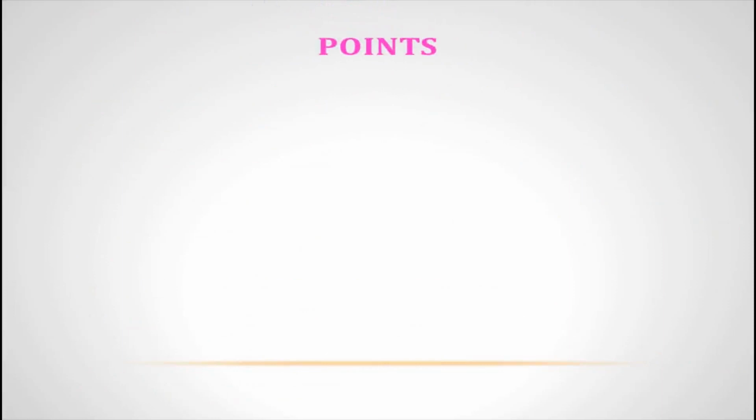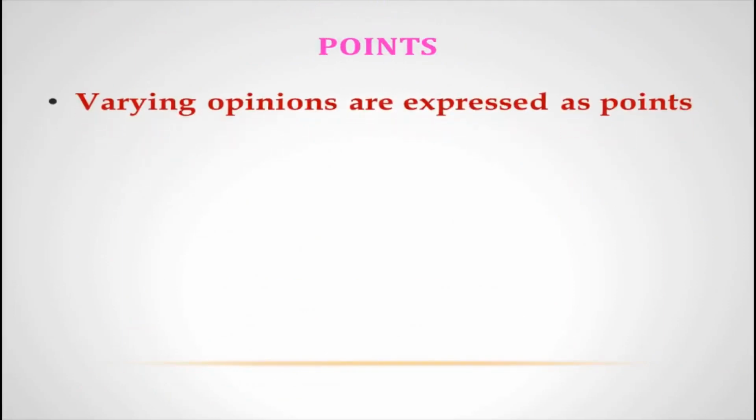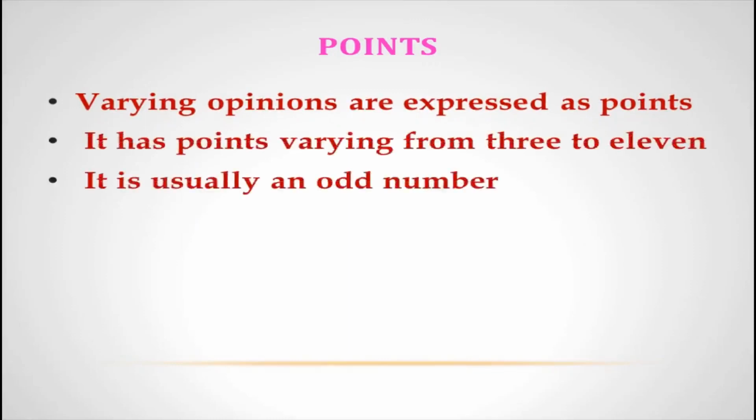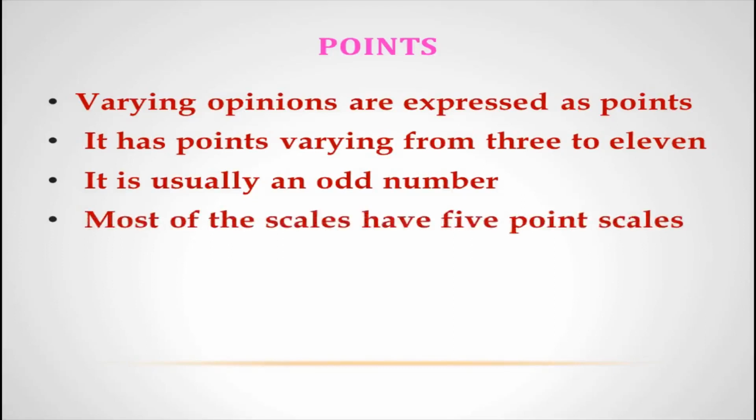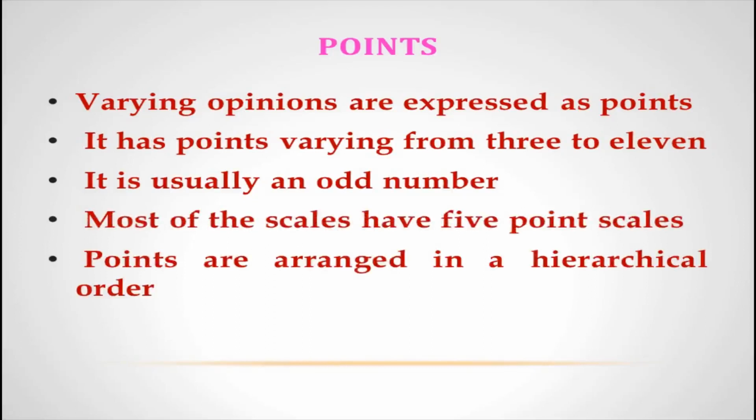Next, let's see the points in the rating scale. Varying opinions are expressed as points. It has points varying from 3 to 11. It is usually an odd number. Most of the scales have 5-point scales. Points are arranged in a hierarchical order.